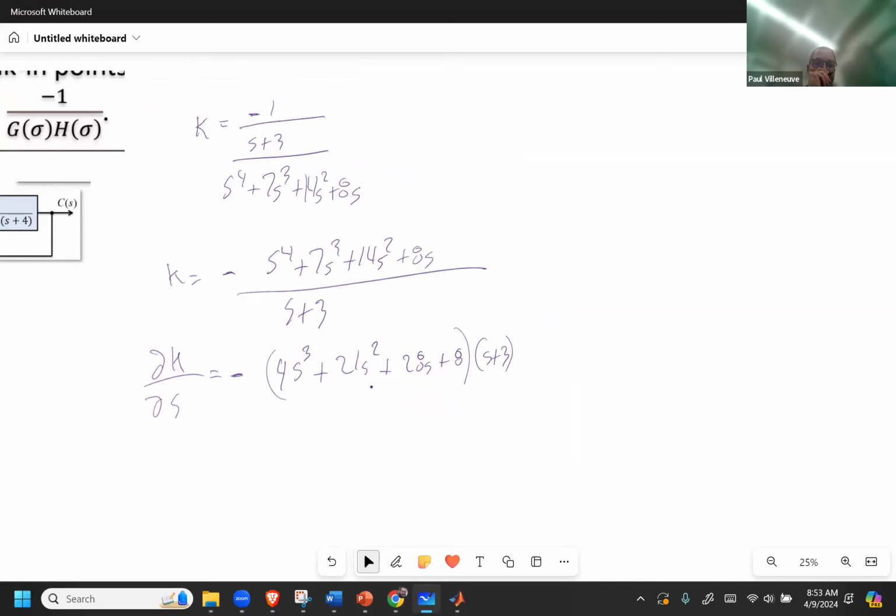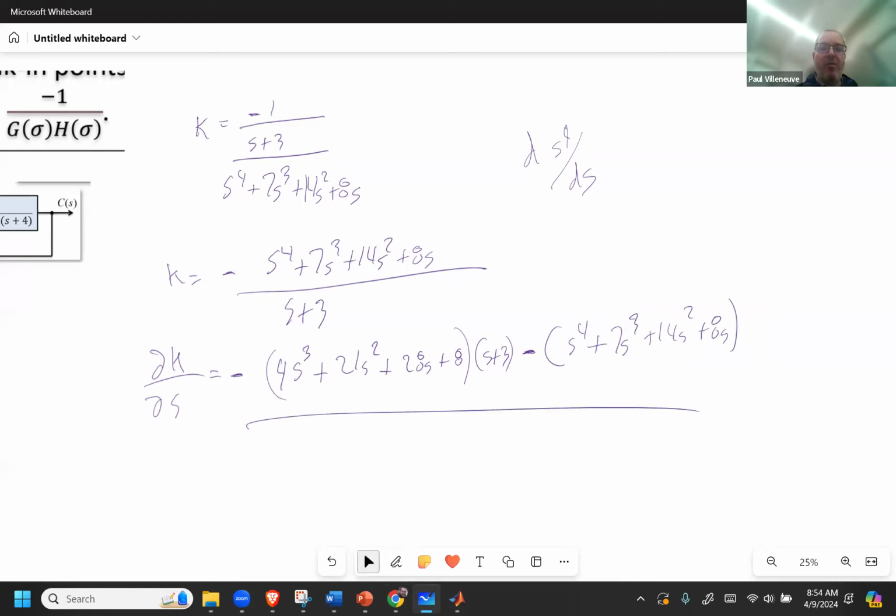Did I forget how to do calculus? Oh, yeah. Okay. All right, so then now we subtract from it the derivative of the numerator, which is just 1, right? So that's an easy one. So times S to the 4th plus 7S cubed plus 14S squared plus 8S.